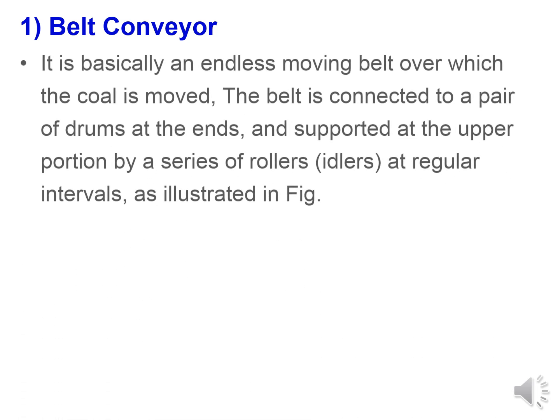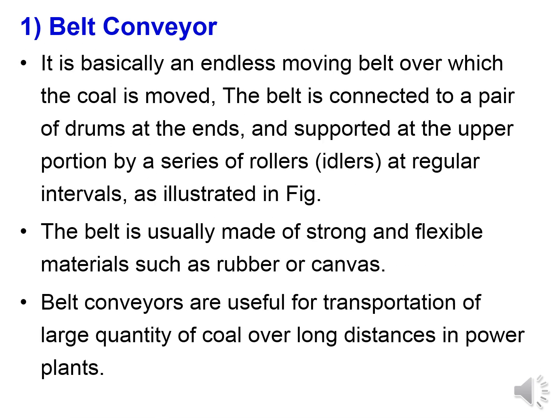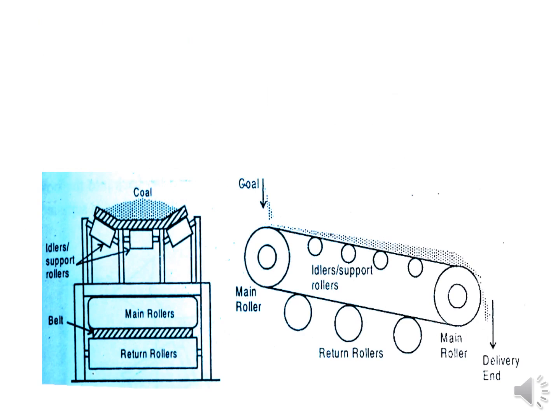Belt conveyor, I will just go to the diagram and explain. So this is the belt conveyor, the front view. Belt conveyor, main roller will be there. These are supporting or idler rollers, and this is the main driver gear, driven roller and driver roller. This is going to move in this fashion. Coal is going to fall like this, and it is going to carry from one end to another.